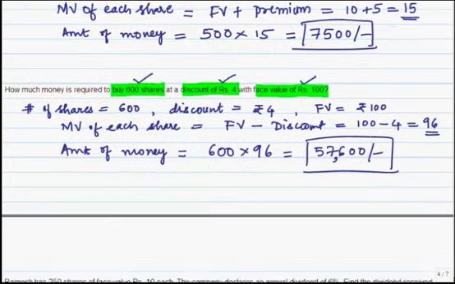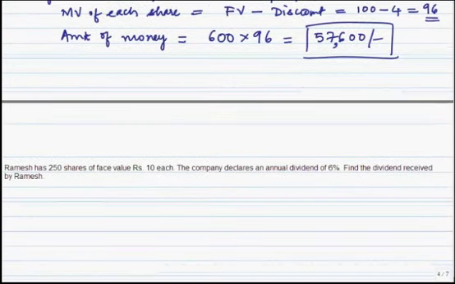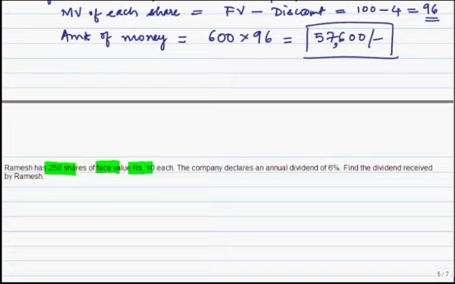Fine. Let us proceed. Again, let us read the problem carefully. There is a person Ramesh who has 250 shares of face value rupees 10. The company declares an annual dividend of 6%. Find the dividend received by Ramesh. So we have to find the actual amount, how many rupees Ramesh has got, and the percentage of dividend is given.